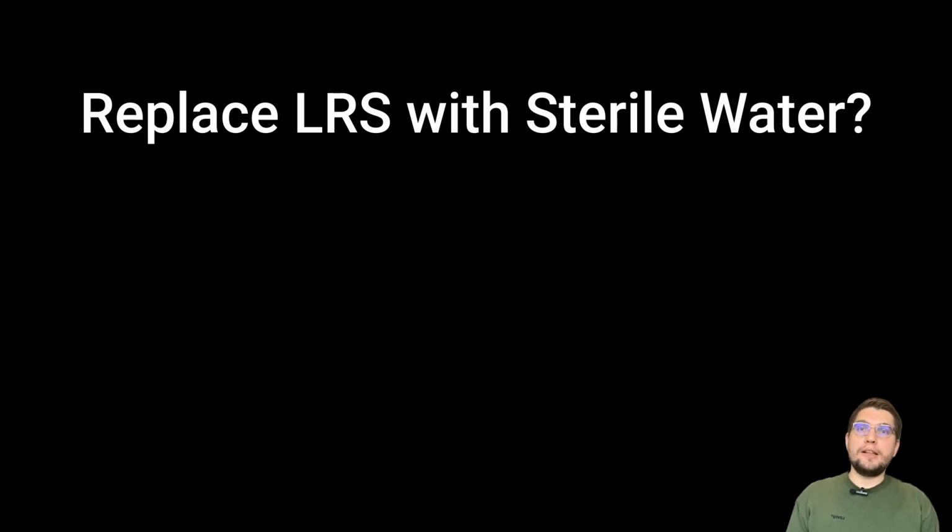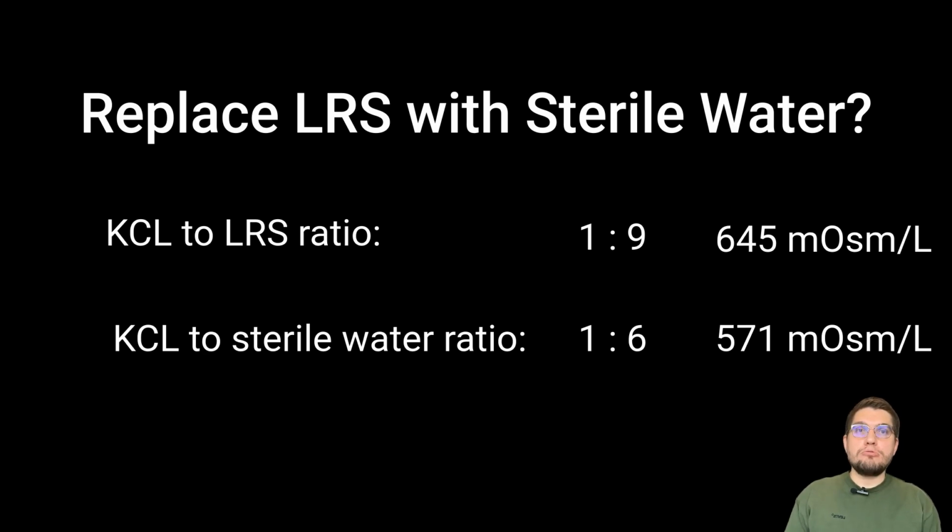Alternatively, switching from LRS to sterile water can further reduce the osmolarity, especially if maintaining a lower fluid rate is critical. Using sterile water, a ratio of 1 part KCl to 6 parts sterile water will reduce the osmolarity to approximately 571 milliosmoles per liter.